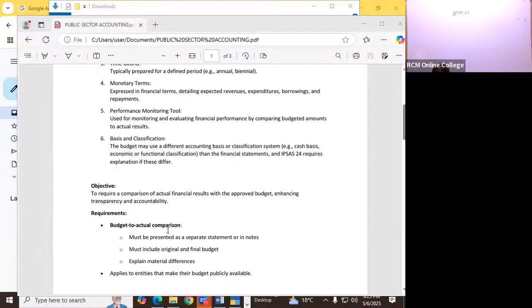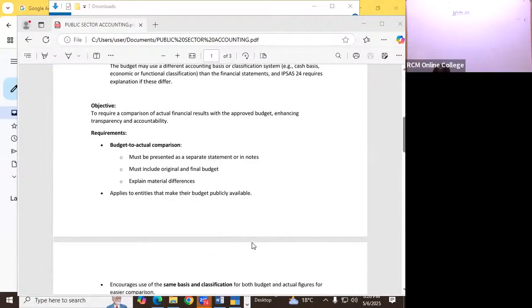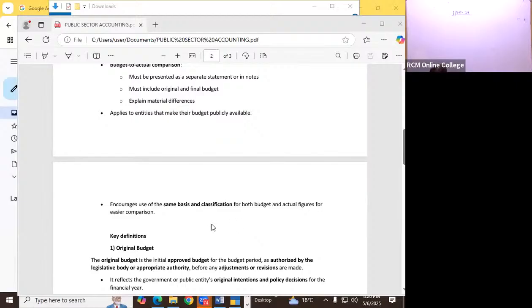So requirements, we have here budget to actual comparison. You must compare the budget to the actual. It must be presented as a separate statement or in the notes. It must include original versus final budget, and explain material differences, what we call the variances. It applies to entities that make their budget publicly available. These public organizations, at the end of the day, have to declare their information publicly. It encourages use of the same basis and classification for both budget and actual figures for easier comparison.